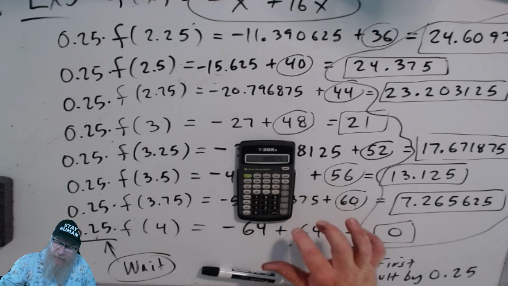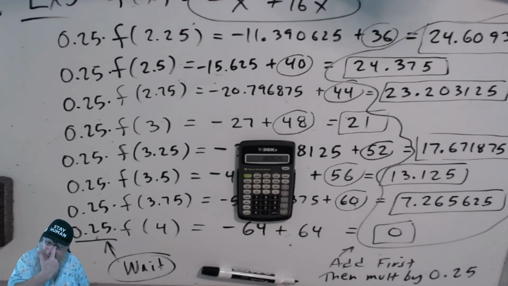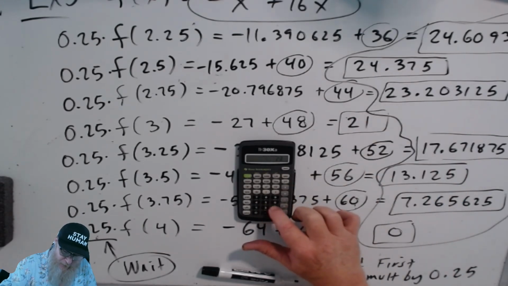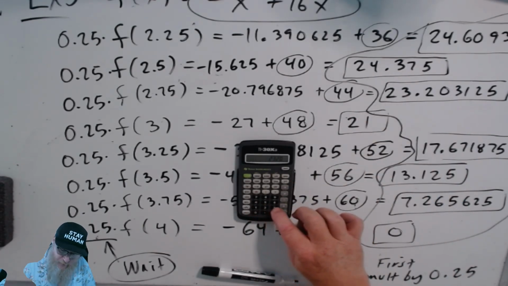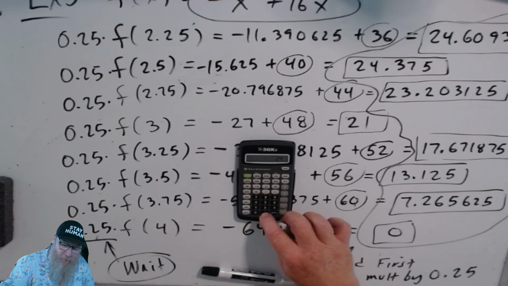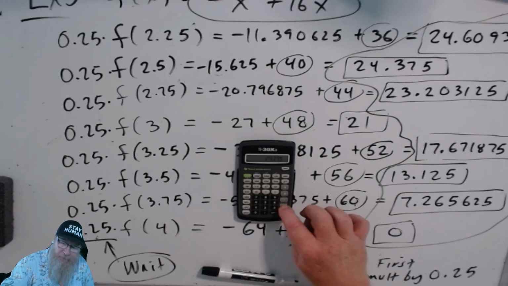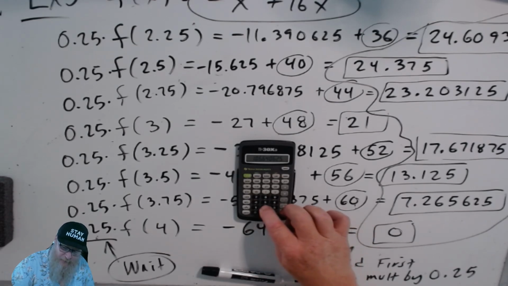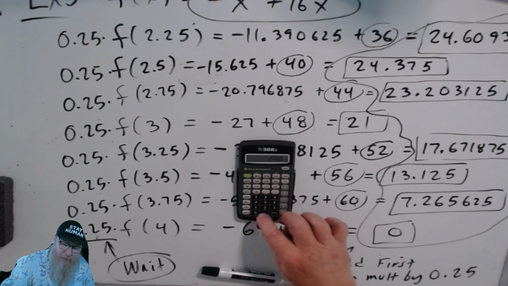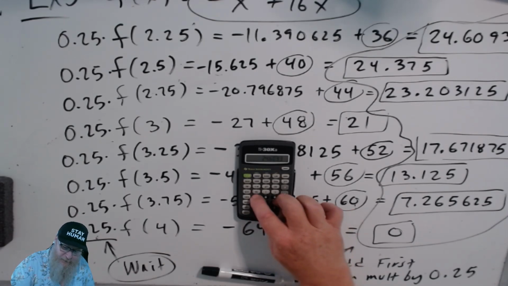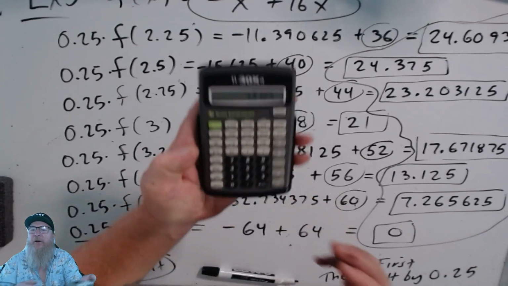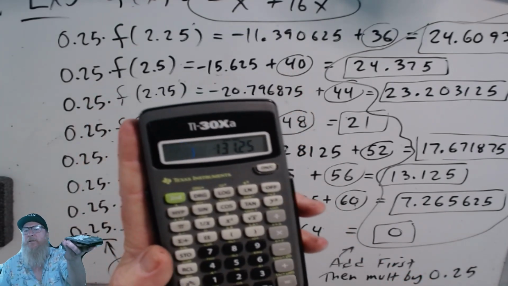17.671875 plus 21 plus 23.20325 plus 24.375 plus 24.609375. So I've got 131.25.